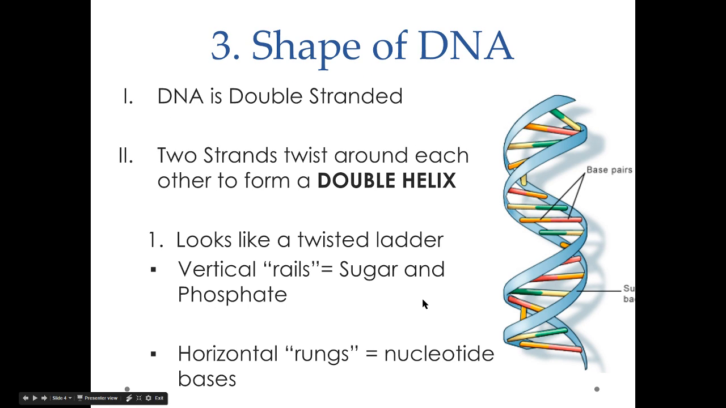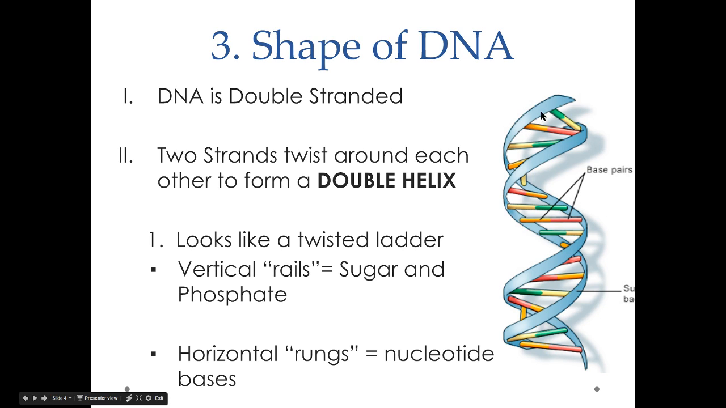So the shape of DNA. The DNA is double-stranded. Two strands twist around each other to form a double helix. It looks like a twisted ladder, or I like to call it a twisted staircase, like one of those spiral staircases that go up that have the two handles, like the rails on each side. The vertical rails are the sugar and phosphate backbone for the DNA, and the horizontal rungs are the nucleotide bases.